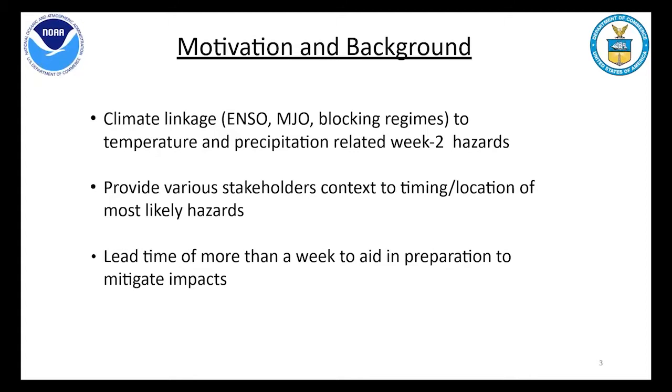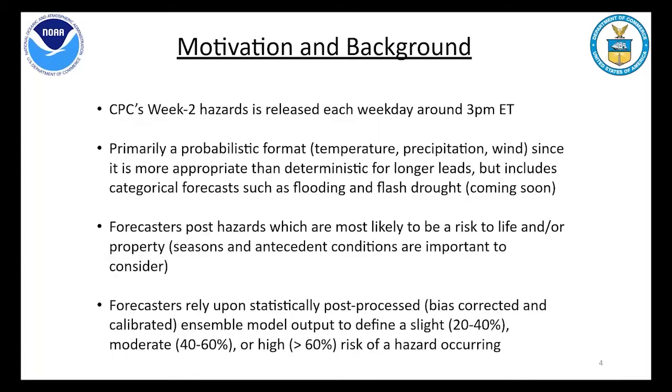Also provide various stakeholders context to the timing and location of most likely hazards. And another important motivation here was to provide adequate lead time of more than a week to aid in preparation to mitigate impacts, for the public awareness, but also forecasters that are more in the shorter time scale, in the 3 to 7 day or even shorter than that. Just make them aware of potential hazards that are on the horizon at 2 weeks in advance.